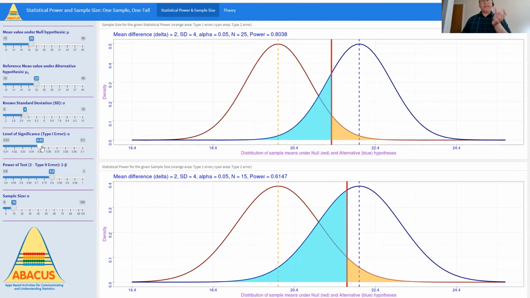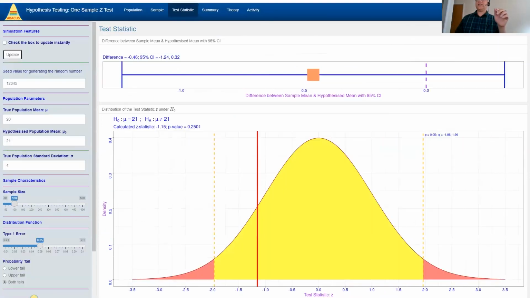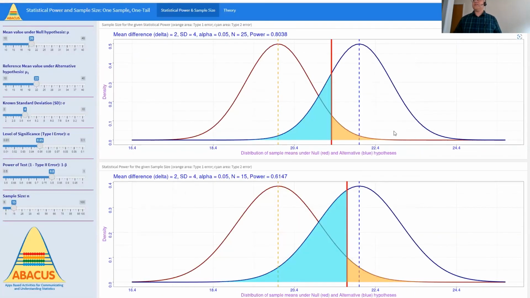Type 1 error, I set it as 0.05. Type 2 error, I can set it as 80%. So let's just keep it at 80%. Now, on the concept, if you have already understood the previous hypothesis test scenario, where this red region is the type 1 error, it's exactly the same.